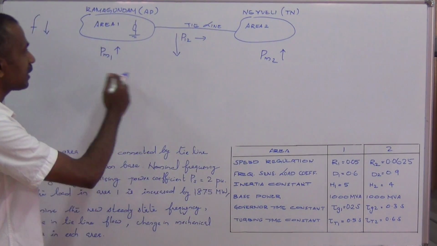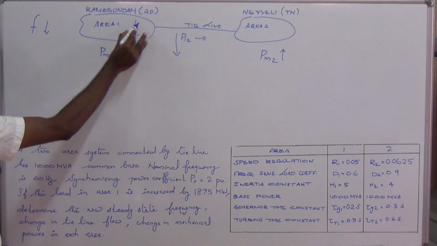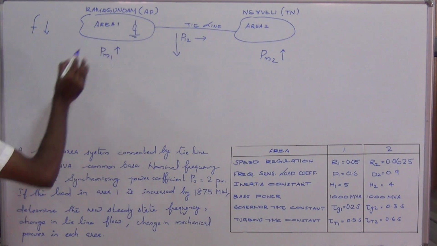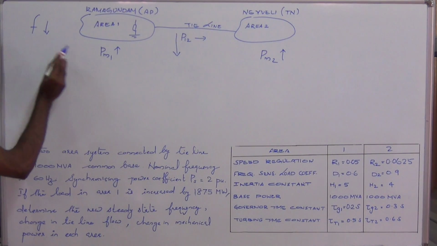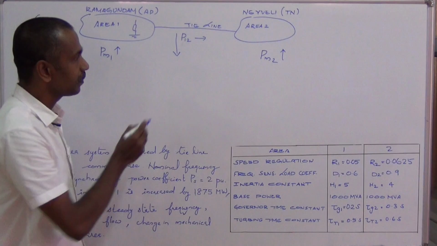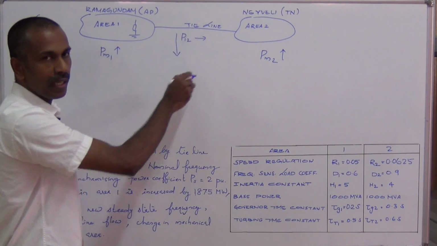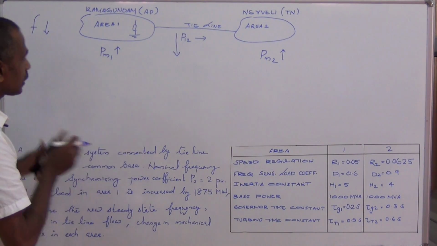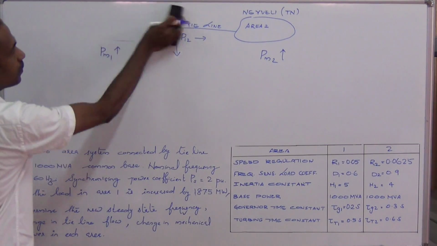So these are the events taking place when you connect an additional load in the first area. The frequency will reduce, the mechanical power in the two areas will increase, and the tie line power will be reduced. Now let us solve this numerical problem.